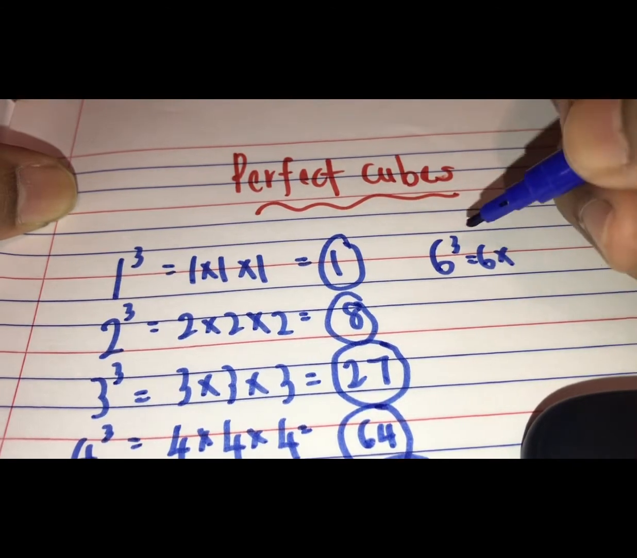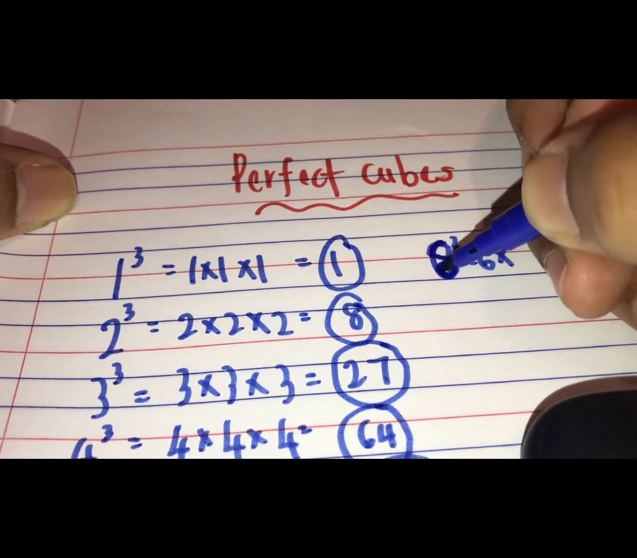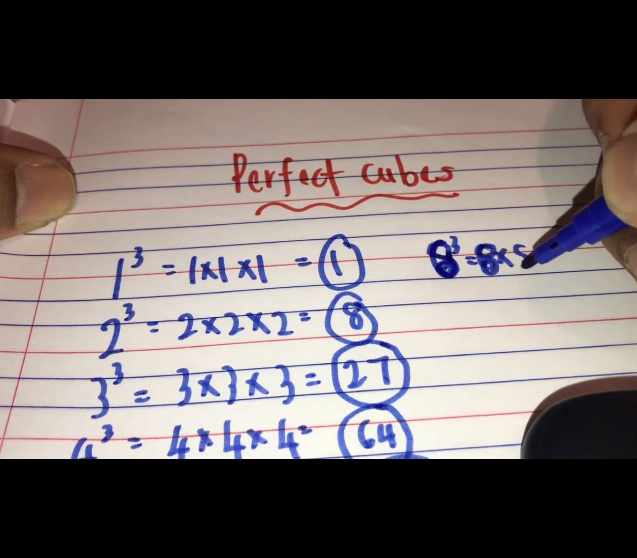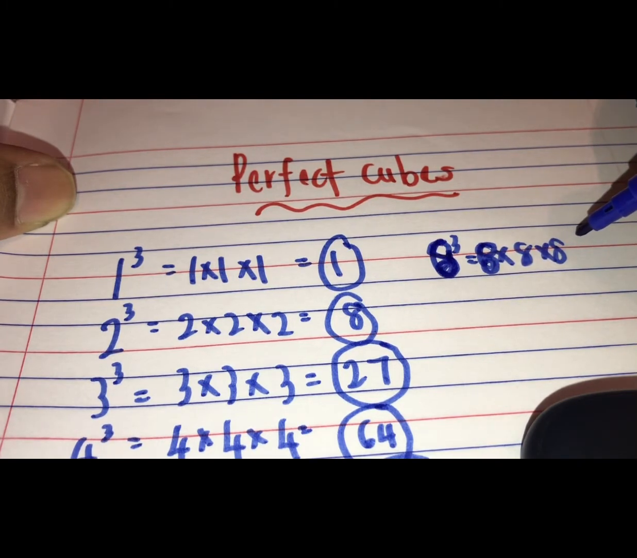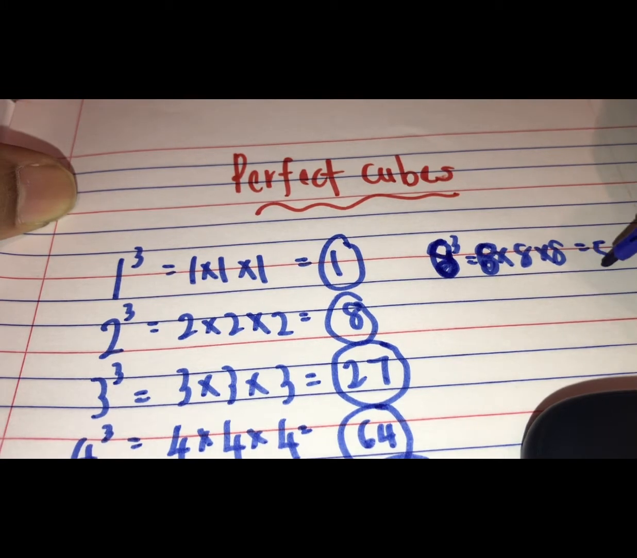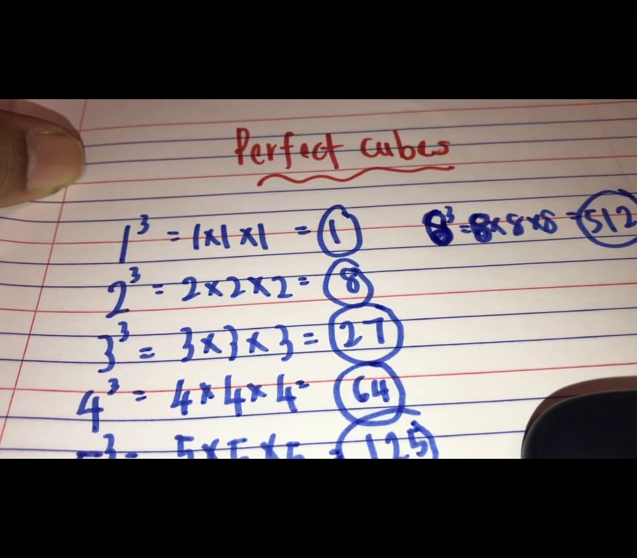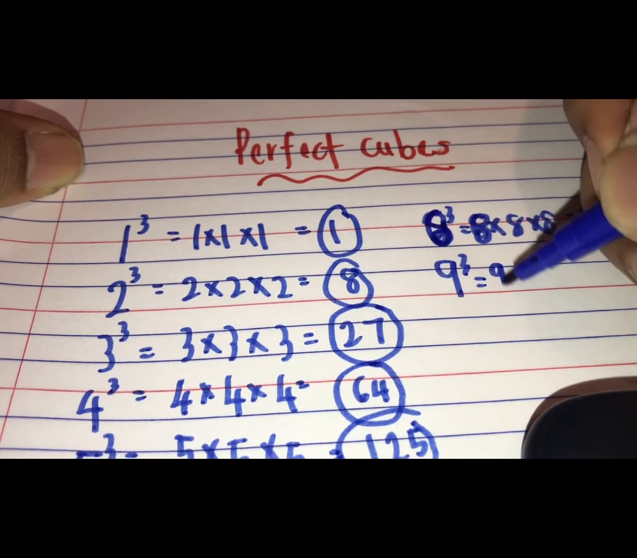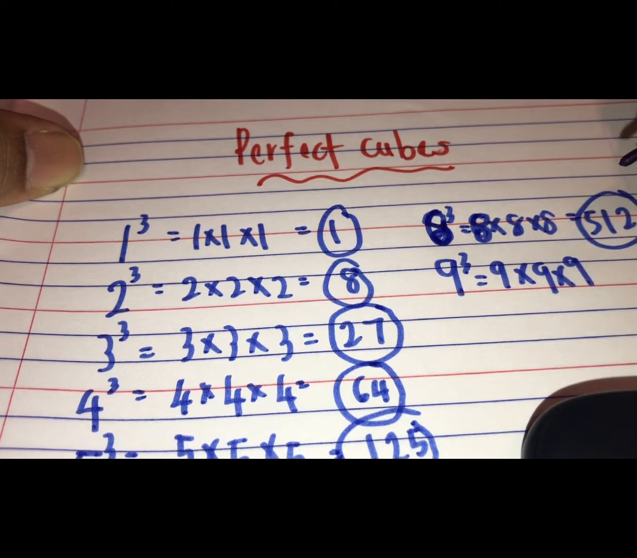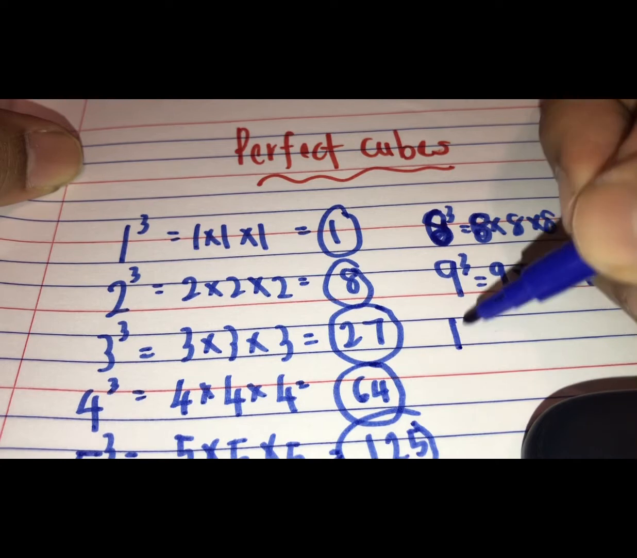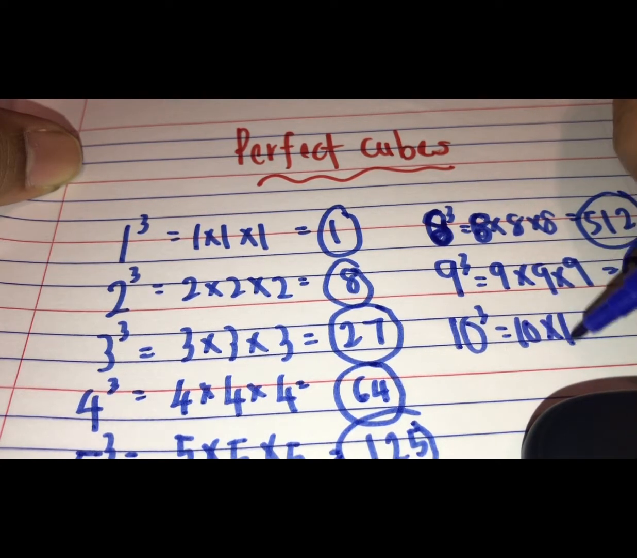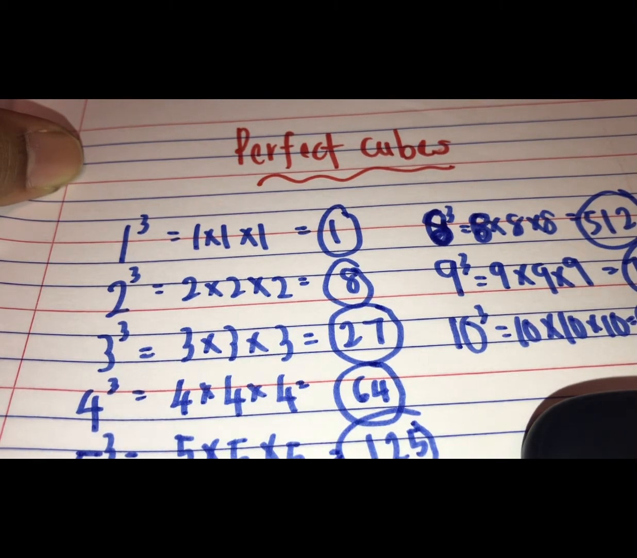After 7 cube, we have 8 cube. So 8 times 8 times 8, you get 512. Perfect cube. And then 9 cube, 9 times 9 times 9, you get 729, a perfect cube. And the easiest one, 10 times 10 times 10, you get 1000. So that one is a perfect cube.